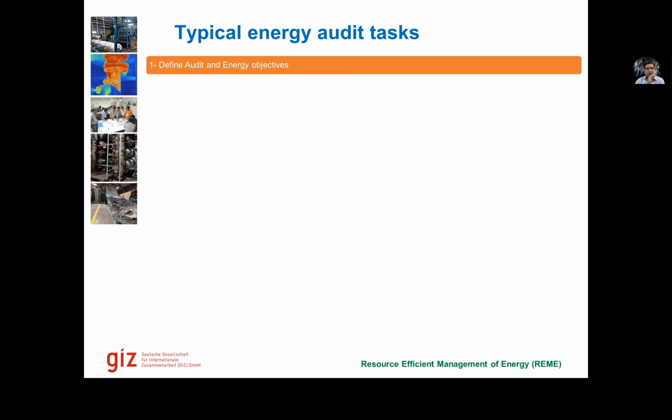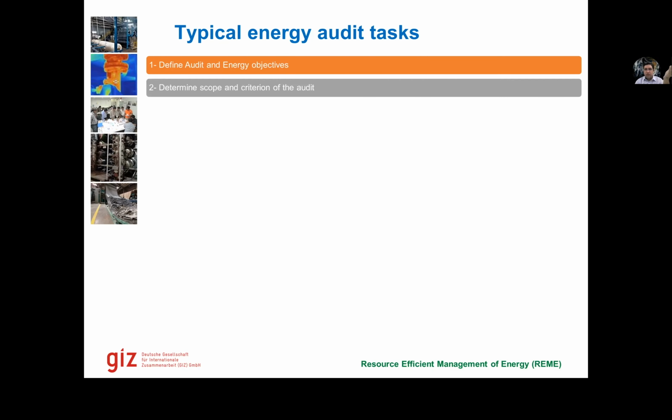So typical audit tasks are defining the audit and energy objectives. So why do we need to do an audit? As I said earlier, always ask, why do you need to do an audit? Why is the factory thinking about conducting an audit at all? Why are they not able to do it themselves? Why do they need an external consultant? So these objectives we need to identify first. Then determining scope. So I'm summarizing what we said. Determining scope. What is the criteria? How will we know that we have achieved what we wanted to achieve?